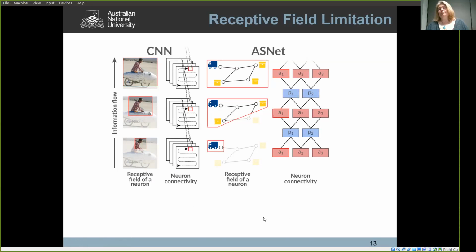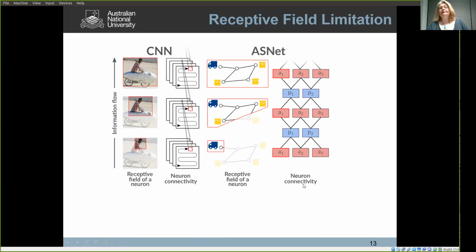ASNets are great, but they also have some limitations, and the most important one is the receptive field limitation. This is analogous to what's happening in convolutional neural networks that process images. With a CNN, the receptive field of a neuron is the window of pixels which determines the output of that neuron. In the lower layers of the network, it's a very small window, and as you go up the layers, aggregate and propagate information, this is a much bigger window of pixels.